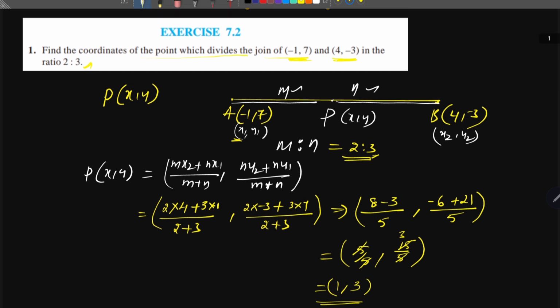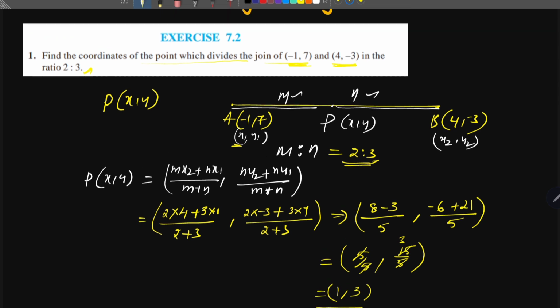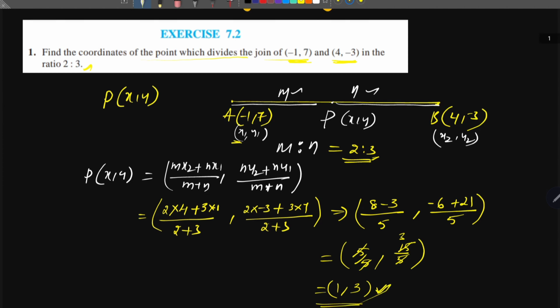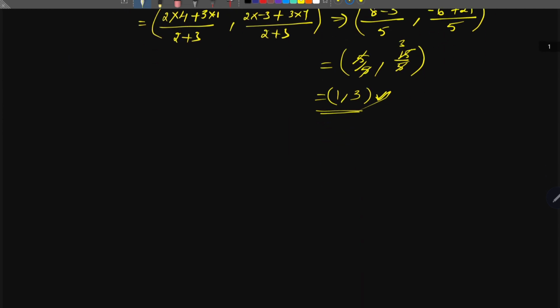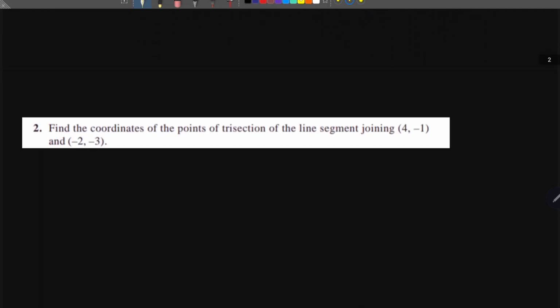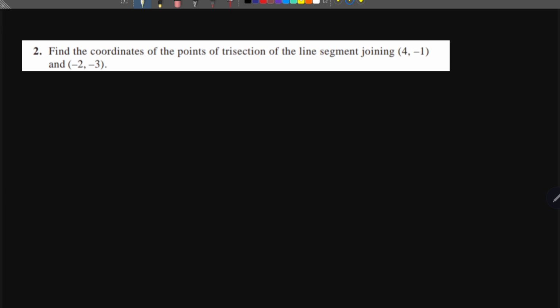So the point which divides the given line segment in the ratio 2:3 is (1, 3). So this is the first question. I hope everyone understood clearly. Shall we move to the second question? Definitely, yes. So let's move to the second question I attached here. Just observe. Question number 2.